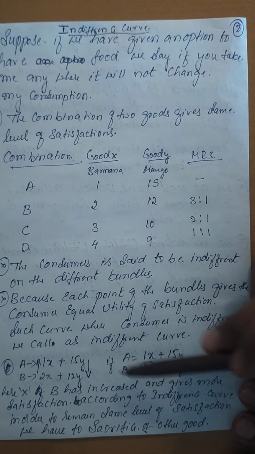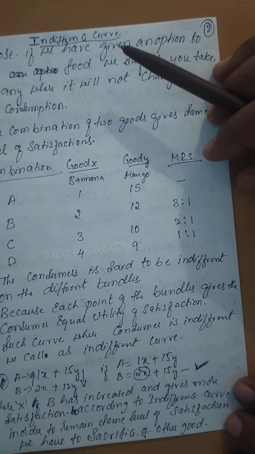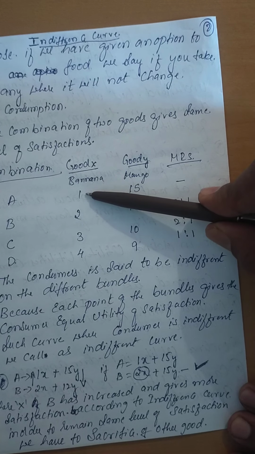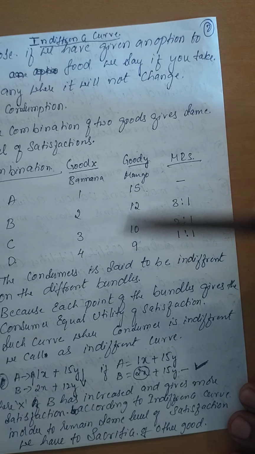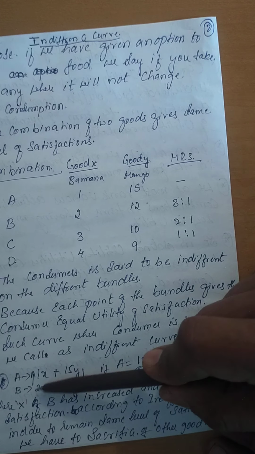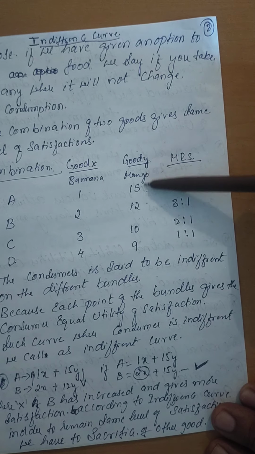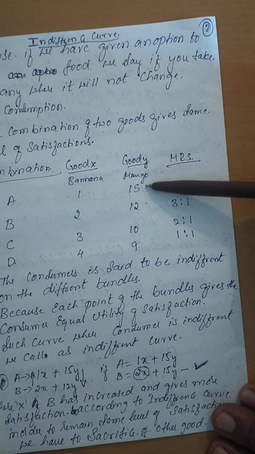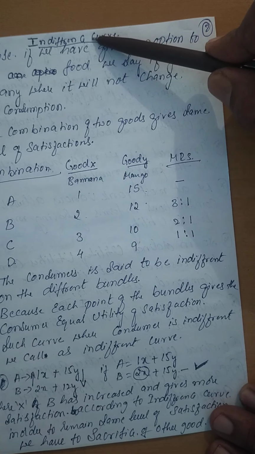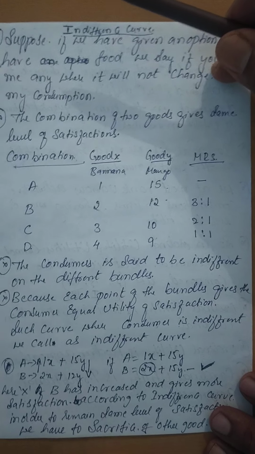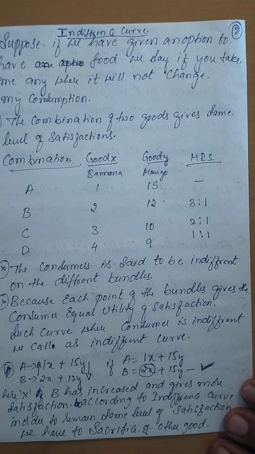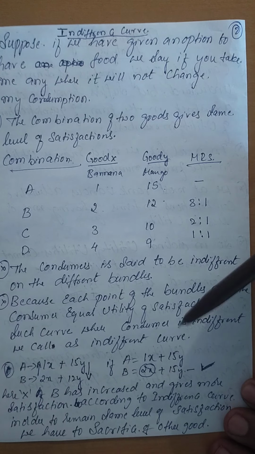And based on that, one more example is there. Let me say, combination a is 1x and 15y, and combination b is 2x plus 12y. Okay, if one is increasing, another one has to decrease, or has to sacrifice. If this sacrificing nature is there, then only we call it an indifference curve. If it is not sacrificing, then we will not call it an indifference curve. We call it monotonicity of preference. Okay, so what is that? Let us see it later.